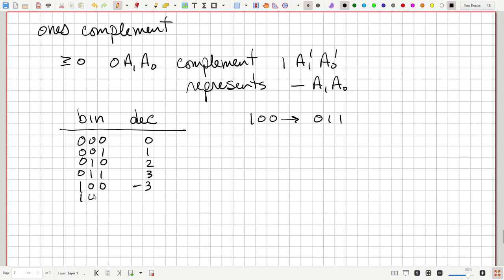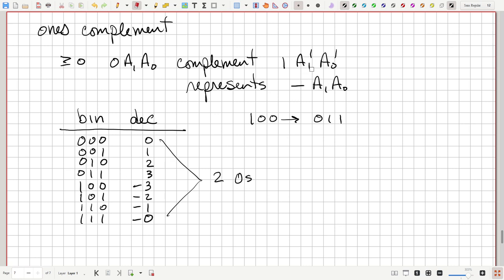And likewise, you can just go through here, 1, 0, 1, 1, 1, 0, 1, 1, 1. That's minus 3, minus 2, minus 1, and minus 0. Again, we've got two zeros, a little bit redundant, 0 and minus 0. That's called the ones complement. It looks a little bit like the sign bit idea. All non-negative numbers start with a 0, and all negative numbers start with a 1. But the other two digits are a little bit different, because of this negation, doing the not operation on them.